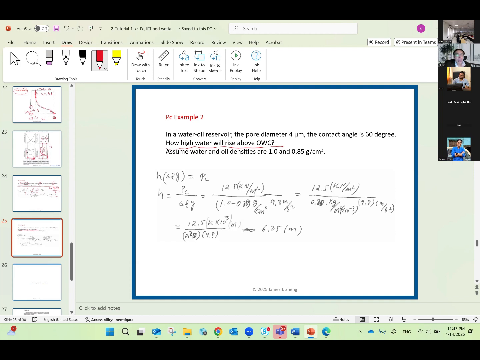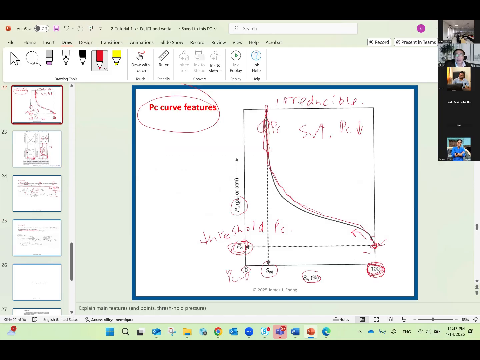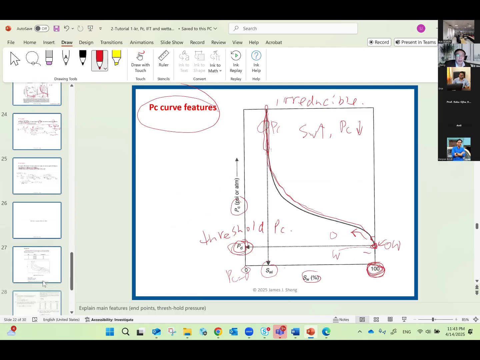Now, I have not mentioned the water oil contact yet. Let me add it. So what is the oil water contact? Here is the oil water contact, because above you have oil, below you have water. That is called the oil water contact.